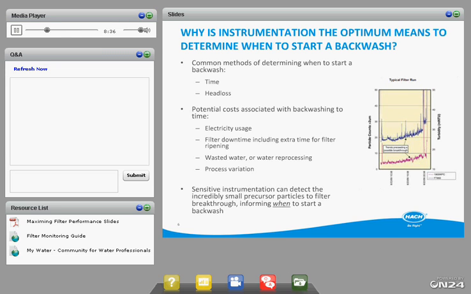So as those particles are detected, you'll see an increase in the very small spikes, such as you see very clearly in the blue line of the FilterTrack 660 laser turbidimeter, which implies that a breakthrough will be coming soon. By using this information and studying the characterization of your filters, you're able to determine when to start a backwash, and that's the first part of the equation for optimizing your backwash cycle.